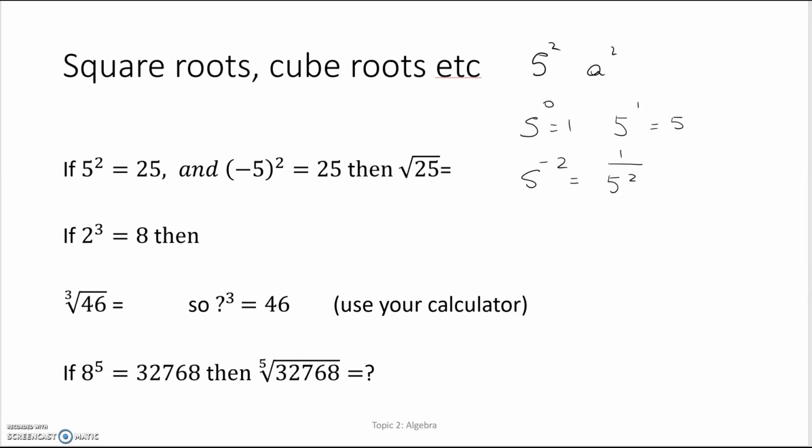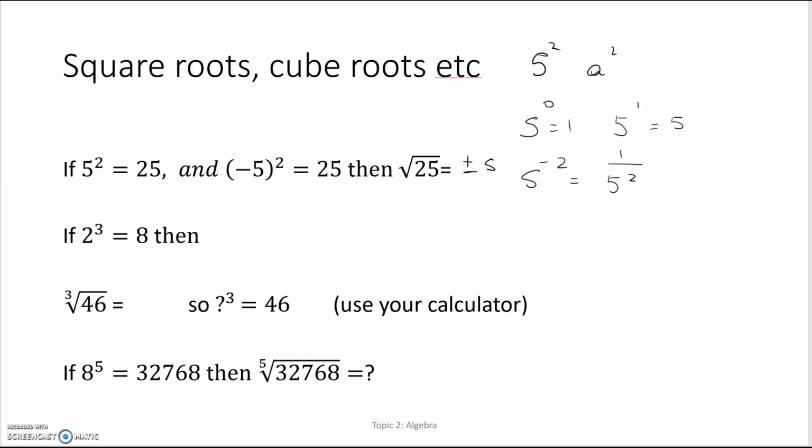But what we've got here is we need more. We can also have powers that are fractions. If 5 squared is 25 and negative 5 squared is 25, then the square root of 25 we can write as plus 5 or minus 5, and we can write it like that.